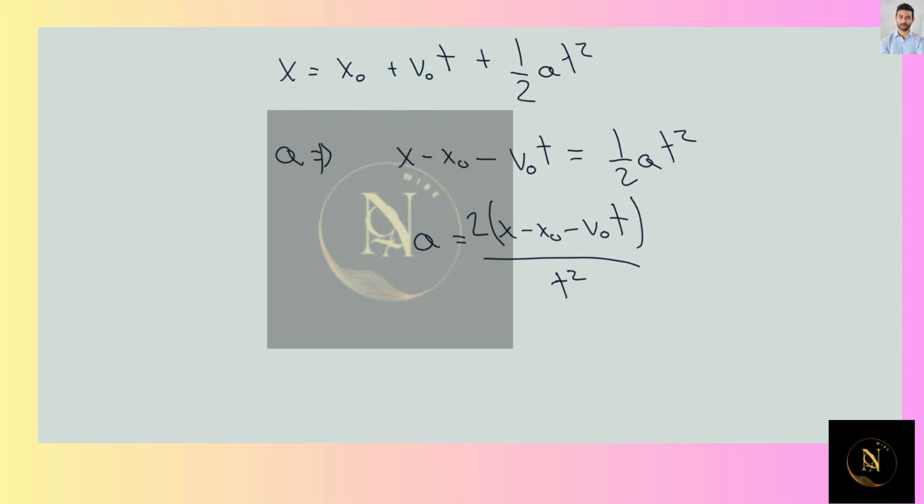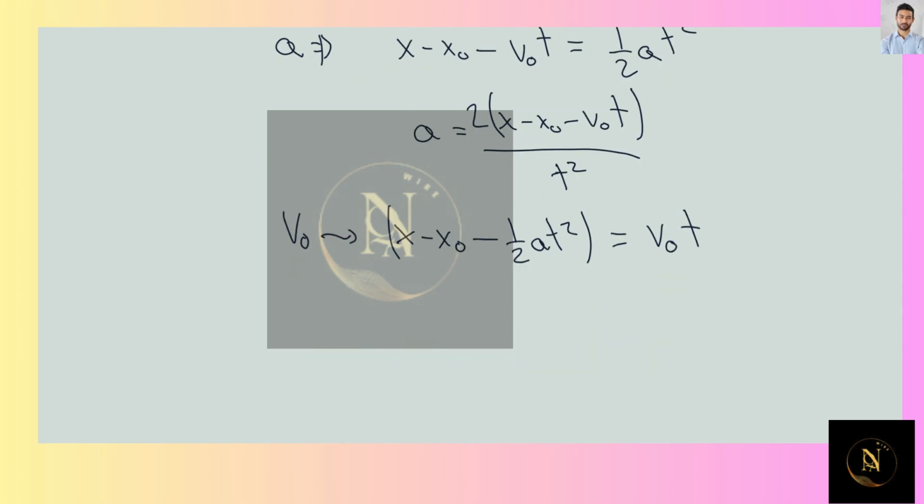Next up, we're going to solve for v naught, our initial velocity. So in this case, we're going to have x minus x0 minus 1/2 of acceleration times t squared equal to v0 t. So v naught is going to be equal to x minus x0 minus 1/2 of acceleration times t squared, and all of this divided by the value for time, t.